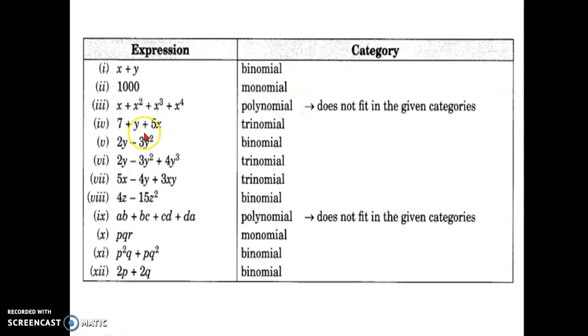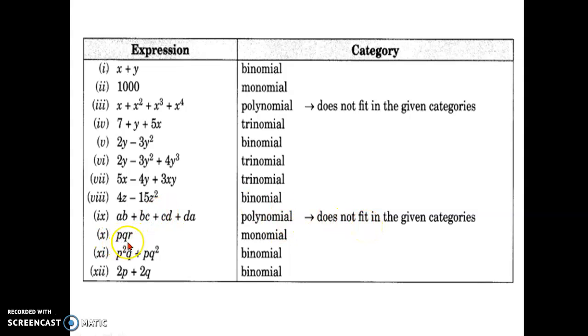Then 7 plus y plus 5x. So 3 terms are there, so trinomial. Here 2 terms, so binomial. Here 3 terms, trinomial. Here 3 terms, trinomial. Two terms, then binomial. Here 1, 2, 3, 4, 4 terms are there. So it is not a binomial or trinomial, not in this category. So it is a polynomial. It does not fit in this category.